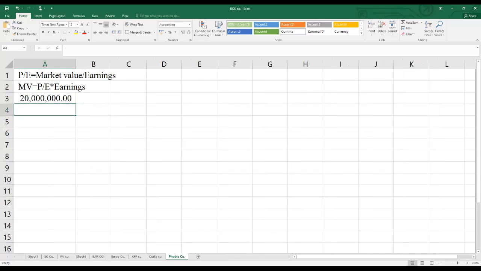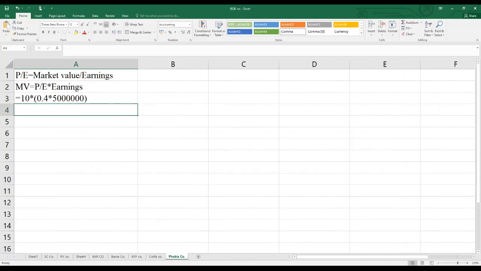This will give what ought to be the company market value if we were to use the P/E ratio, which is the P/E ratio of 10 times the total earnings of the company, which is 0.4, because earnings per share is 0.4, and the company has 5 million shares. That's the use of the P/E ratio method.